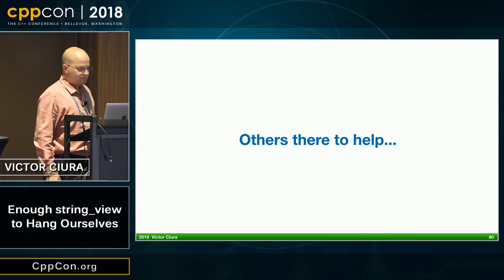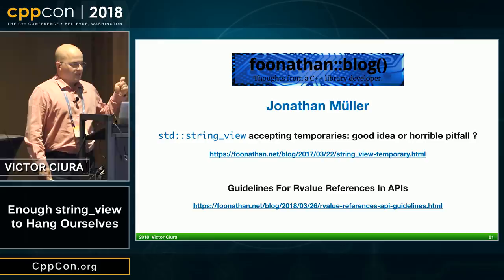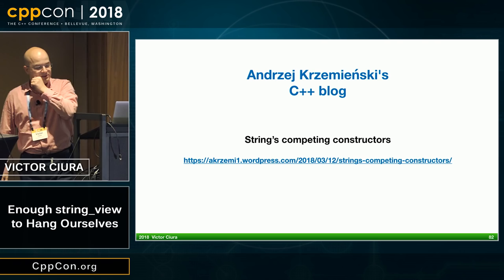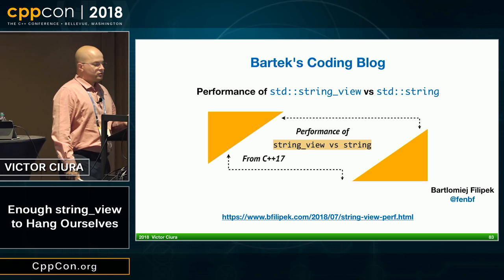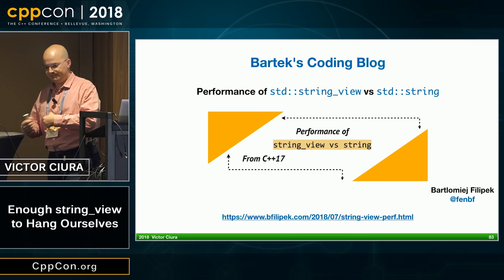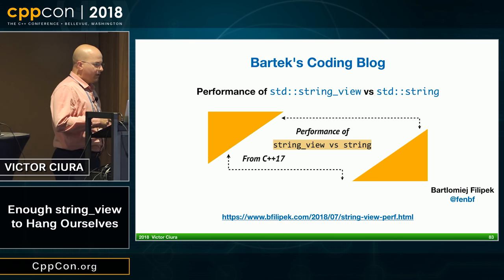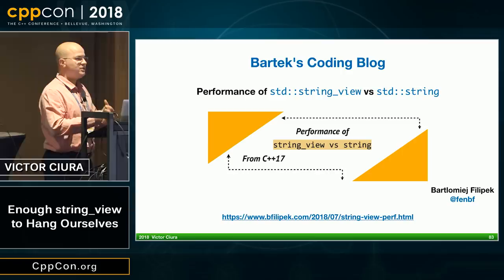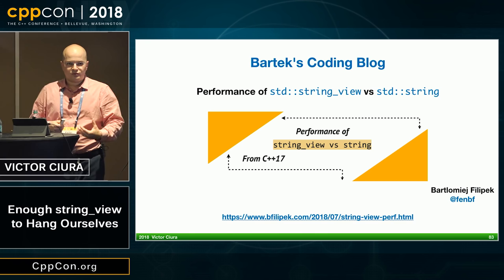For example, I'll give a shout out to an excellent article by Jonathan Müller on string views. There's a related topic, not explicitly about string views, but about string's competing constructors. There are also performance issues, and Bartek did a wonderful set of benchmarks and analyzed certain situations to see exactly where the benefits of using string views kick in. Bear in mind that we do see a lot of gains from small string optimizations and copy elisions in most situations. So the benefits of string views are not always as visible in practice as you might imagine.